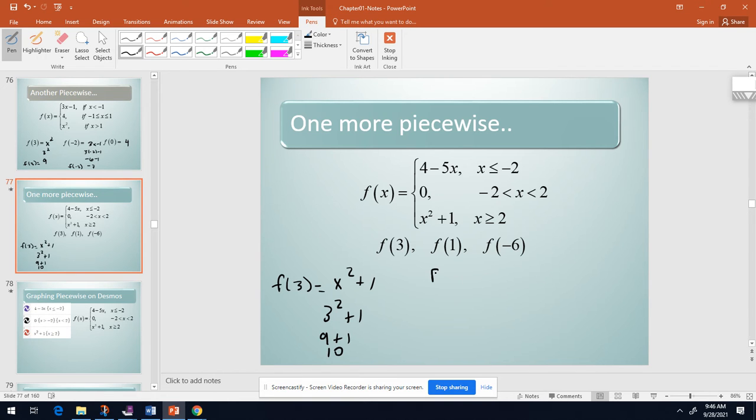So plug in f of 1. Okay, is 1 less than -2? No, it's between here, so I get 0, right? 1 is between -2 and 2.